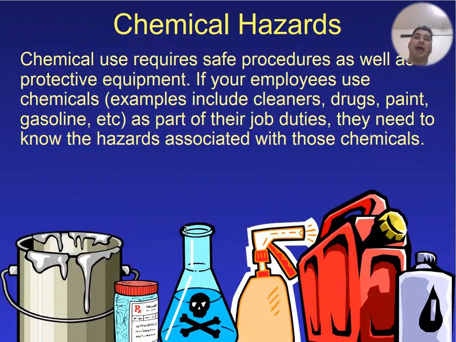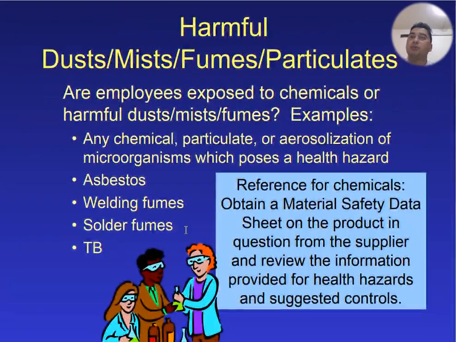Second thing, you can check the chemical hazards. Maybe the plant or maybe the site, your employees or your company, they are using chemicals. Maybe the chemicals are corrosive, explosive, flammable type, and certain other chemicals they are using. So if your employees use chemicals as part of their job duties, they need to know the hazards associated with those chemicals. So you have to make sure that your employees know the hazards associated with the chemicals. That you have to make sure.